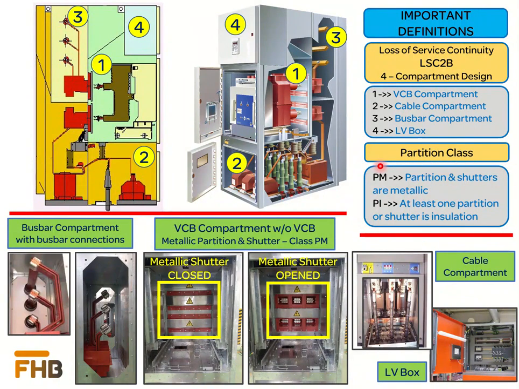Here are some references of the compartments which we have discussed. The partition class PM can be seen in the picture of the VCB compartment. All the partitions are metallic, including shutter through which circuit breaker access the power circuit. In the busbar compartment, main busbar connection is shown. Cable compartment is used for field cable connections. LV box is used for the installation of protection and control equipment.